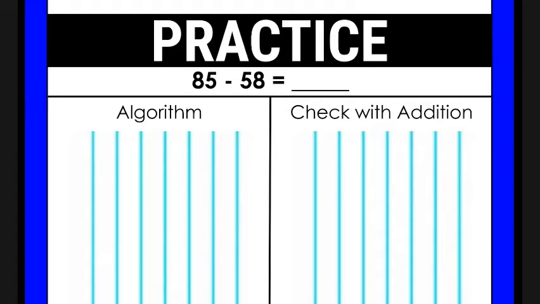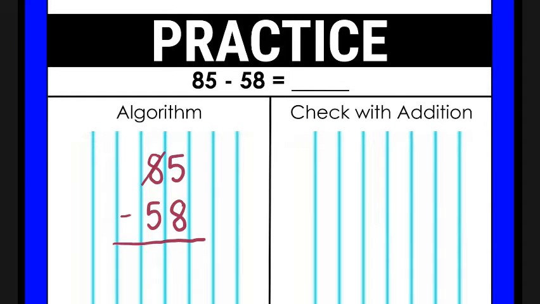For this first problem, we're going to solve 85 minus 58. So first for the algorithm, I'm going to set up our problem vertically. So I'm going to do 85 minus 58. So let's start in our ones place. For our ones, we're going to subtract 5 minus 8. Can I subtract 5 and take away 8? I can't, so I'm going to go next door.